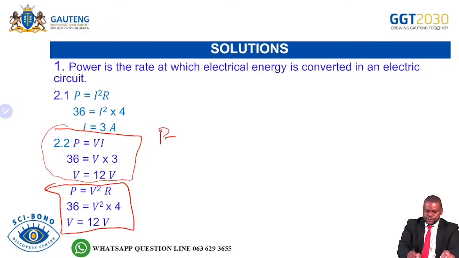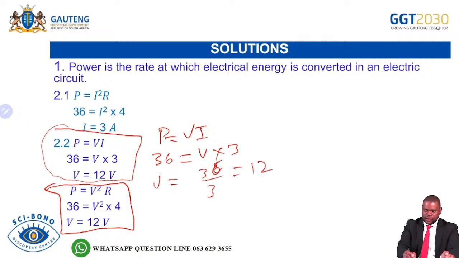The easy method is P is equal to VI, which is what? P we know is 36, equal to V multiplied by 3. Then V is equal to 36 divided by 3, which is 12. How would you get that? Because you divide both sides by 3. Then it gives you 12 volts.